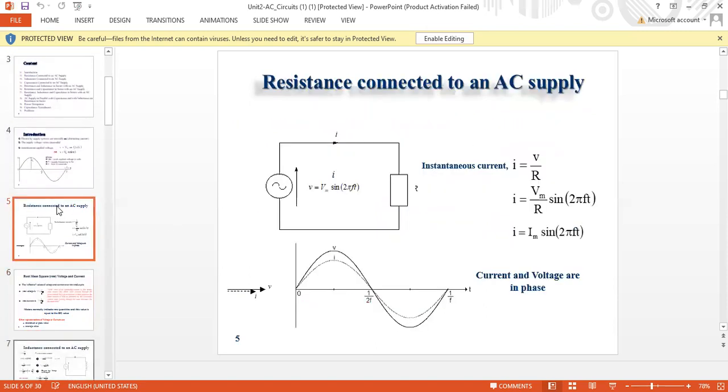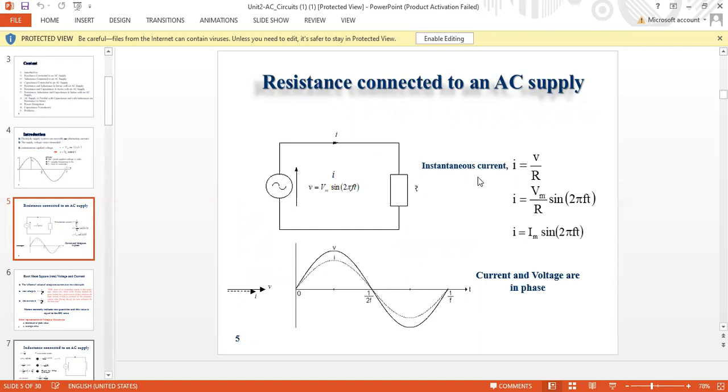Resistance connected to an AC supply. When we connect a resistance to an AC supply, here we see this is an AC source. We denote it by V equals Vm sine 2 pi f t. Here f is the frequency. We can replace 2 pi f by omega, so V equals Vm sine omega t. Now this is a load, here we connected a resistance.